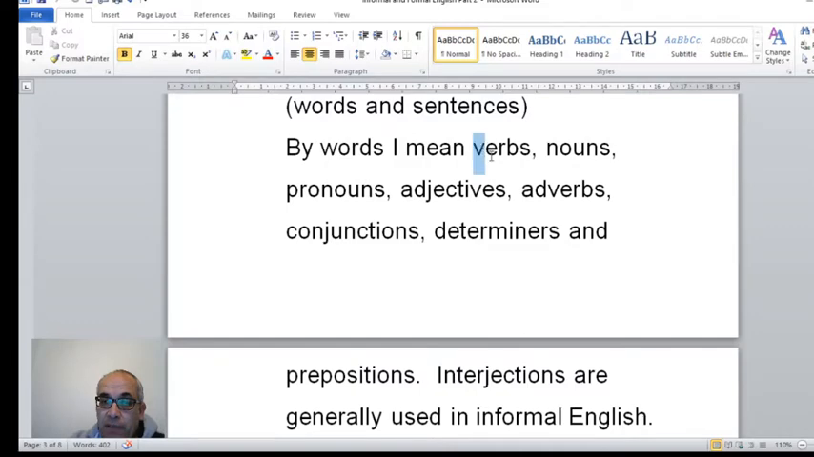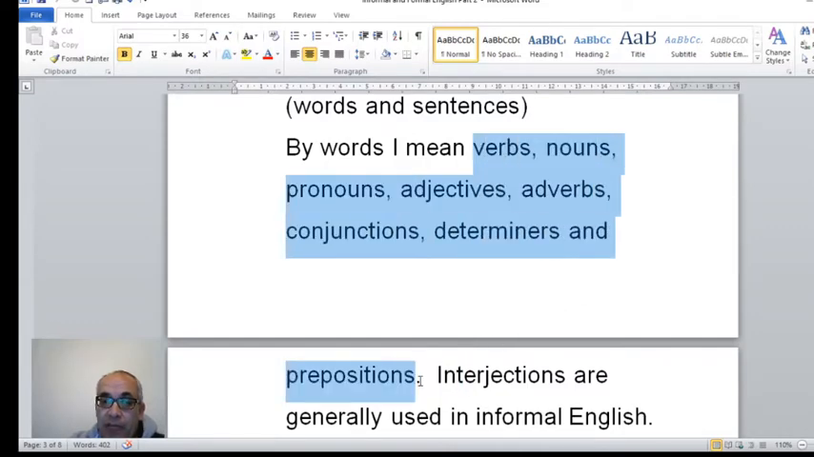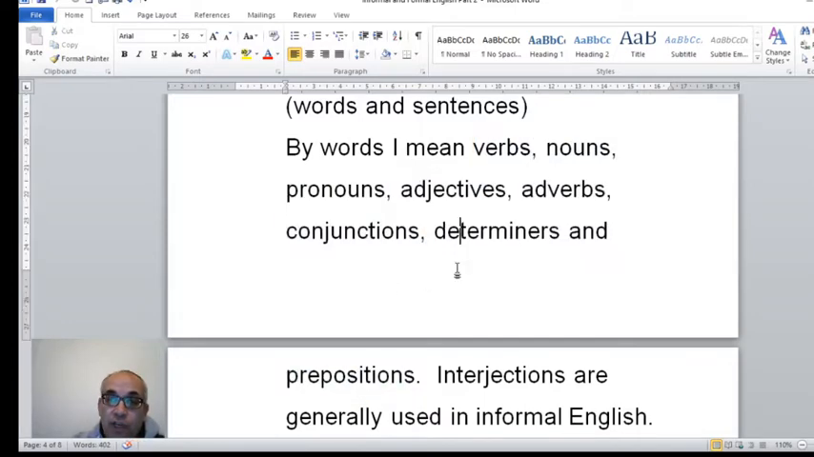And this is a little bit difficult now, because I don't mean any noun is formal, and I don't mean any verb is formal, or any pronoun is formal. We have specific verbs. For example, obtain is formal, get is informal. I get a certificate is informal, I obtain a certificate is formal. So we have to know which verbs are formal, which nouns, pronouns, adjectives, adverbs, conjunctions, determiners, and prepositions are formal.